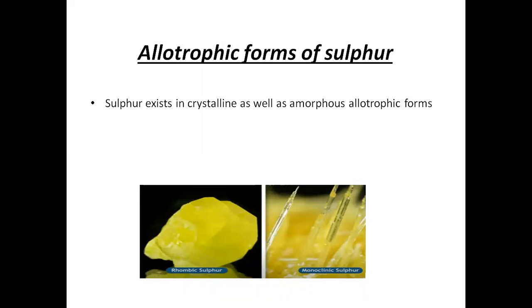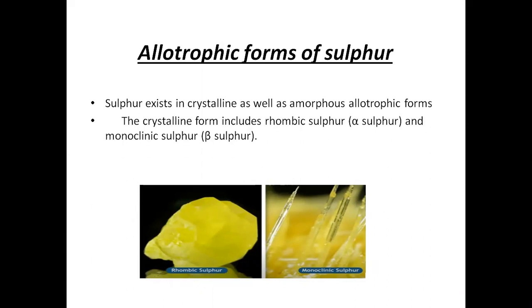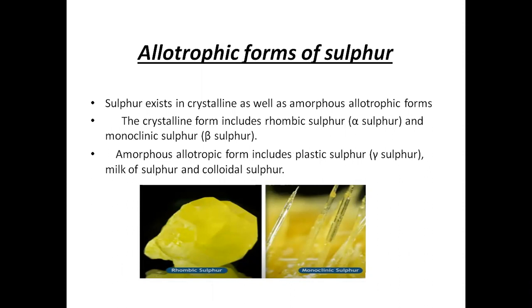Sulfur exists in two forms: one is the crystalline form and the next one is the amorphous form. The crystalline form includes rhombic sulfur and monoclinic sulfur. Amorphous means the powder form of sulfur, and the amorphous forms include plastic sulfur, milk of sulfur and colloidal sulfur.